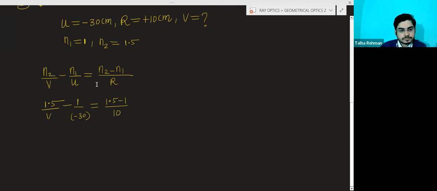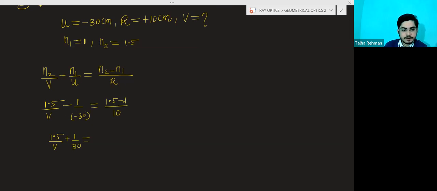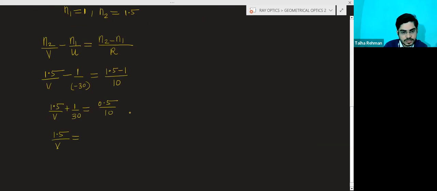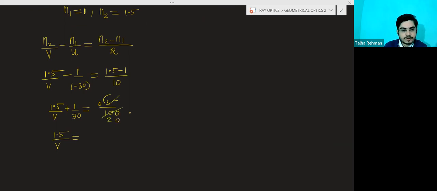Now we can solve it. This is 1.5 by v, and here is minus, so minus minus becomes plus 1 by 30. This side, 1.5 minus 1 will be 0.5 divided by 10. So further we can solve it. 1.5 divided by v is equal to, first we solve 0.5 by 10, which is 5 by 100. We can cancel this out, so it becomes 1 by 20, minus 1 by 30.